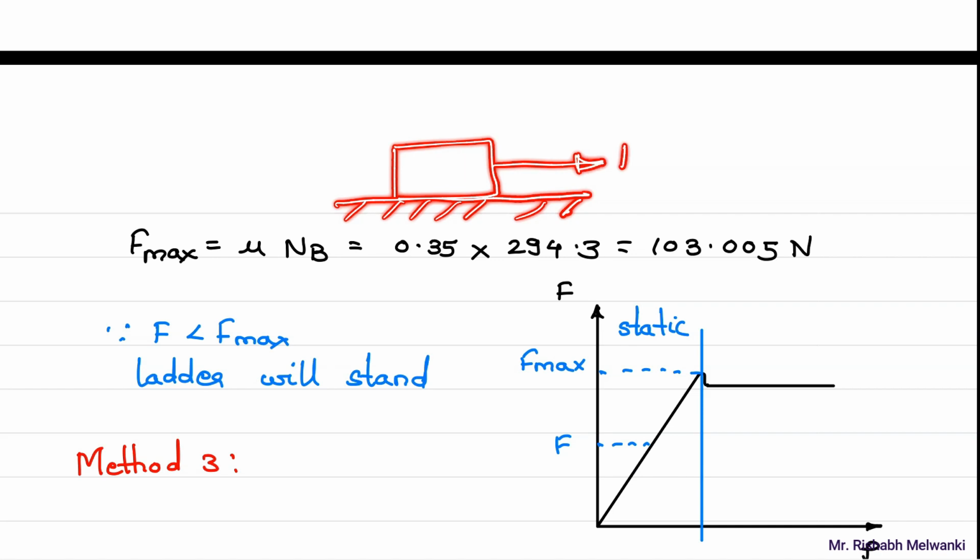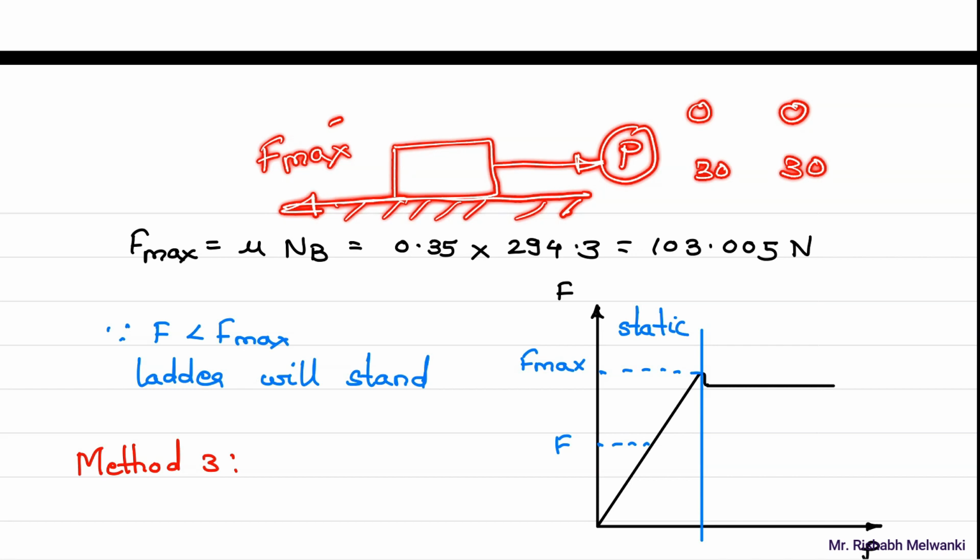This is the effort P required to move the block. Now the maximum friction force is, suppose, F max. If P is 0, friction force is 0. If P is 30, friction force is 30. Now suppose F max value is 90. So when P value reaches 90, then the friction force is also 90 and the body is on the verge of motion towards the right. Now when P overcomes this F max, only then will the body move.